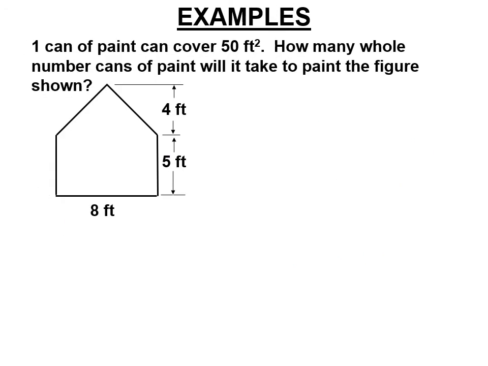All right, so we're going to paint. This is supposed to look like the side of the house, I think. And it turns out that 1 can of paint can cover 50 square feet. So the unit right here is 50 square feet for 1 can. How many whole number cans of paint will it take to paint the figure shown, right? If it doesn't come out as a nice whole number in our answer, we're going to have extra paint left over, right? We want more paint than we need. Okay. So let's break this up. I see a rectangle. So the rectangle is 8 times 5, 40 square feet.